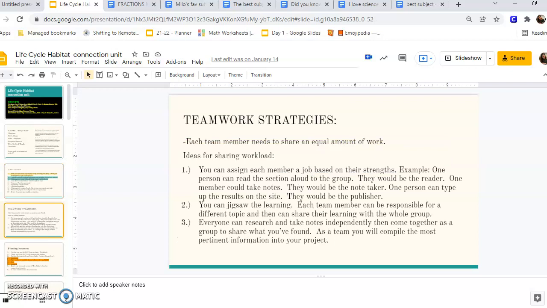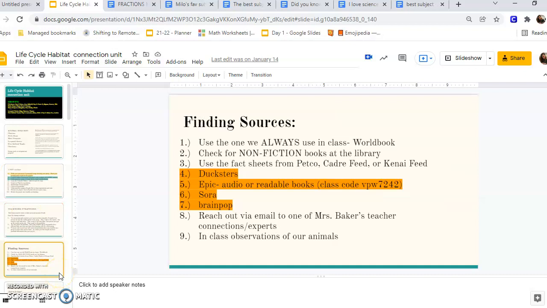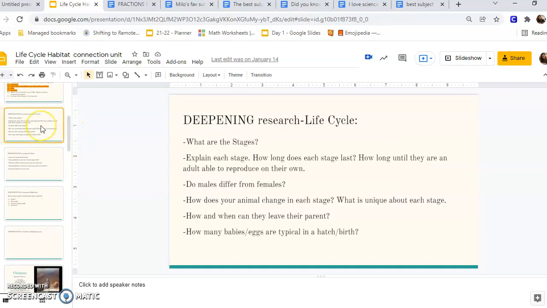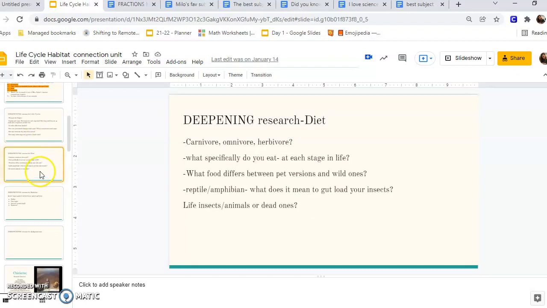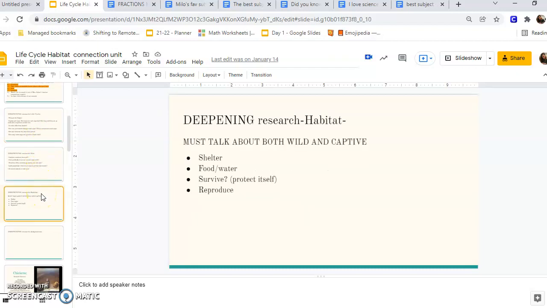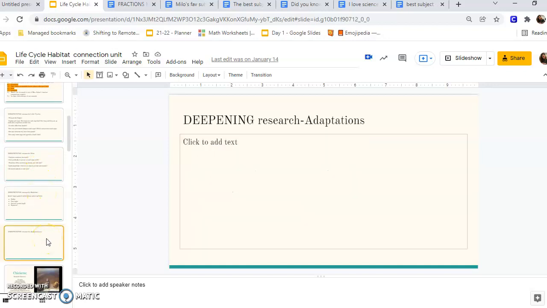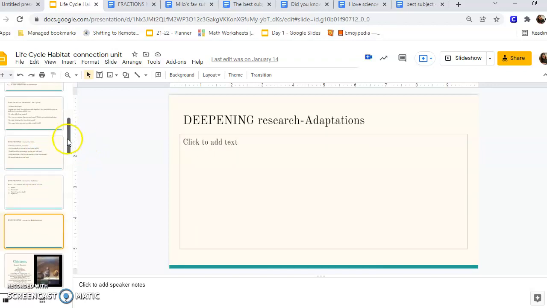And then they brainstormed ways that they could work in their teams. They outlined together what sources they could use for their background research. We realized that we weren't digging deep enough. So as a group, they sat down and they brainstormed what they would need to do to deepen their life cycle research, their diet research, their habitat research. And we're still getting to the point that we're brainstorming those adaptations.